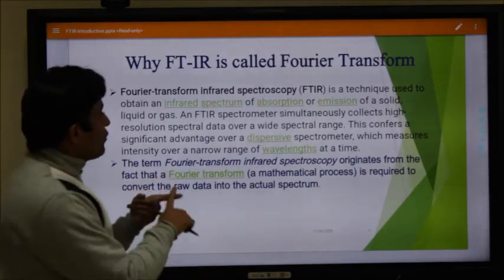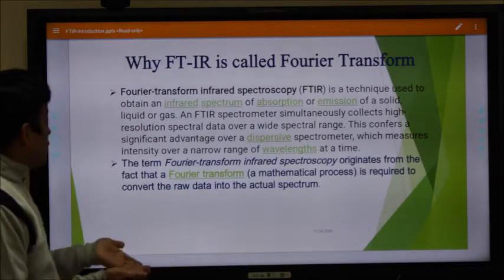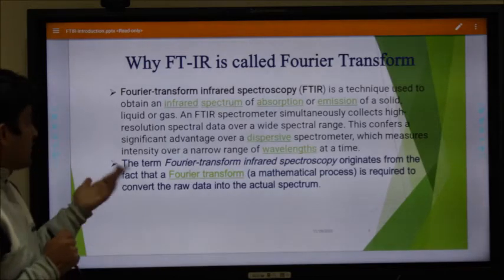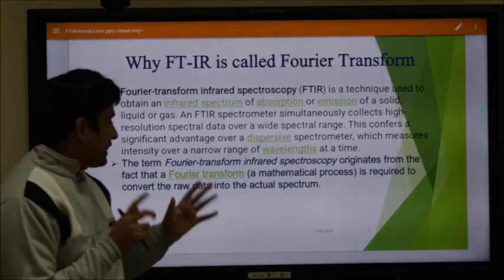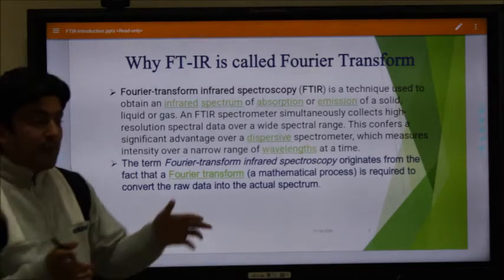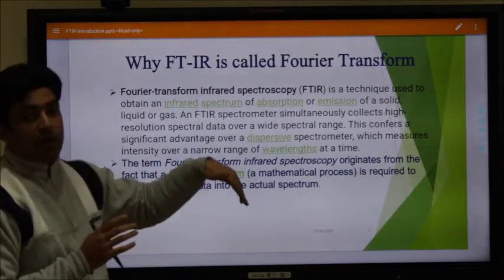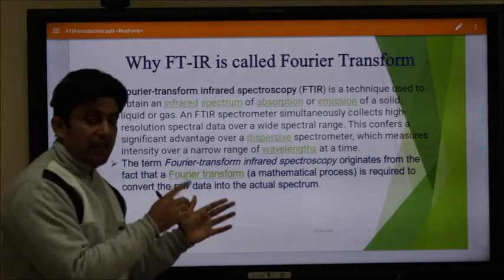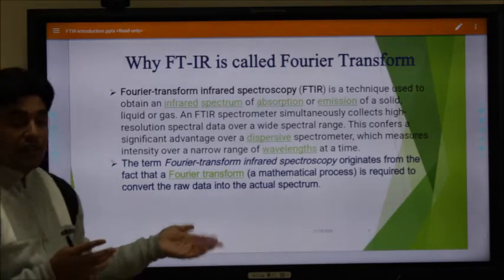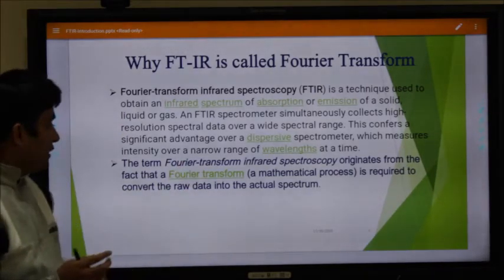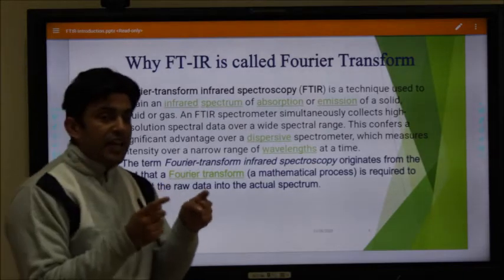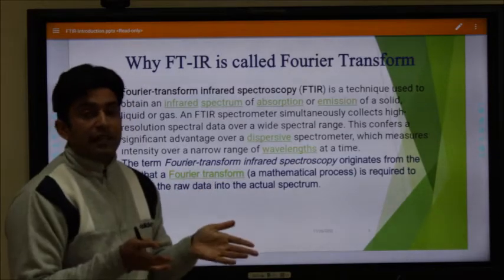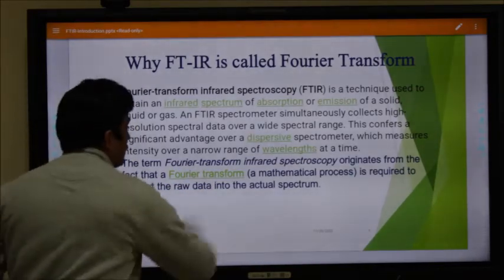And the next important thing: why the term Fourier transform infrared spectroscopy? This process requires a mathematical conversion. I will tell you when I explain the working section. In that section, I will explain why and where these transformations are required, because when we finally need the actual data, it has to be processed by a mathematical equation. Now let's move on to our next slide.